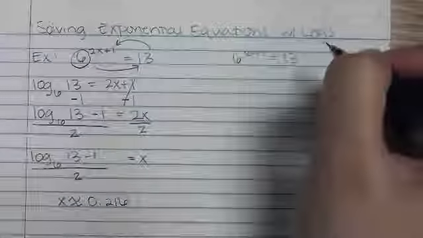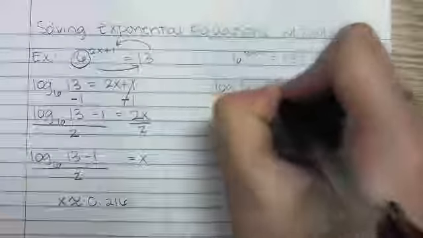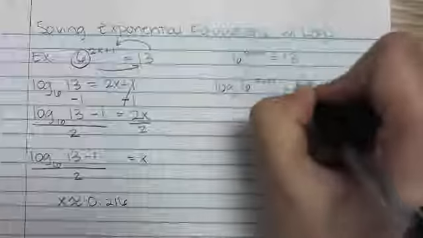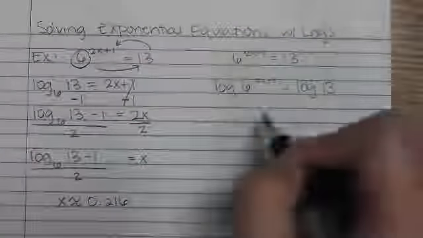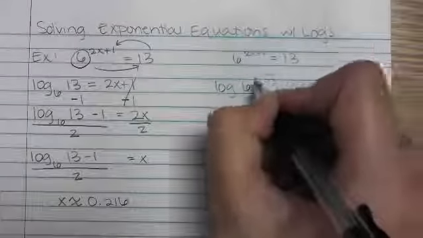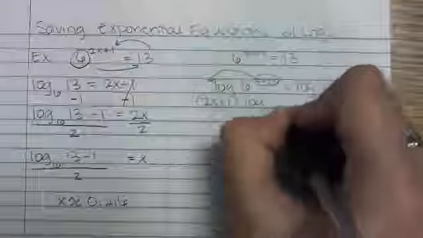Alright, the alternate method for solving that exact same problem is to put the word log on each side. So I'm going to say log 6 to the 2x plus 1 equals log 13. So I'm allowed to do that because I did it to both of the sides. And then the property of logs tells us to move this to the front. So I've got the exponent has moved to the front.